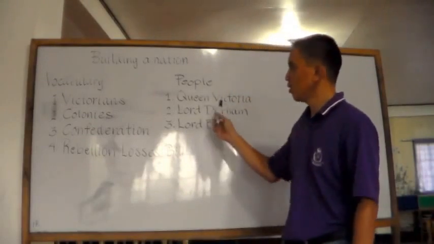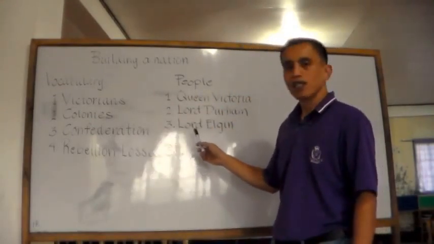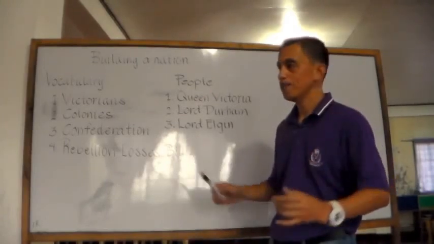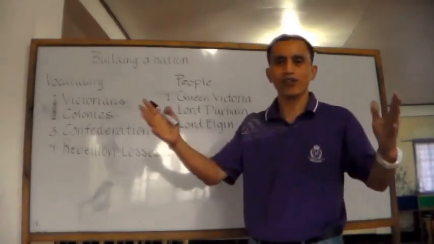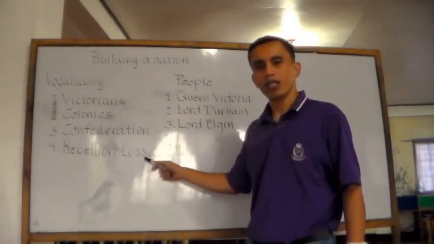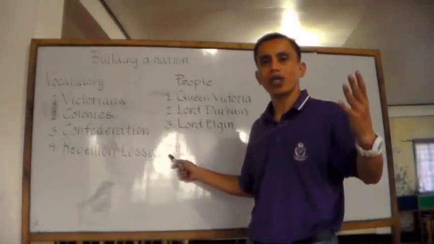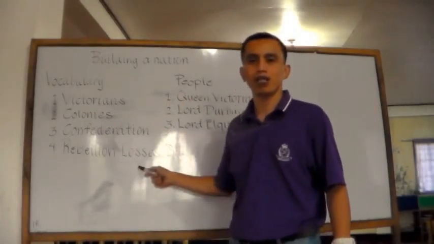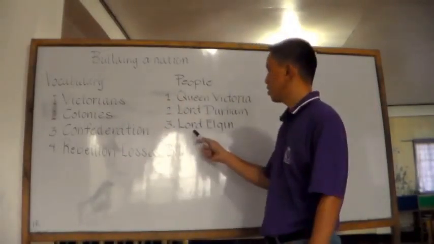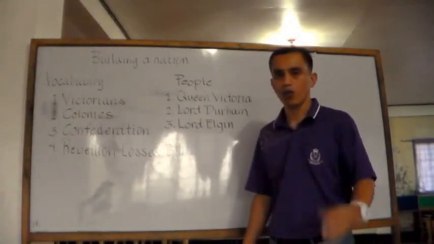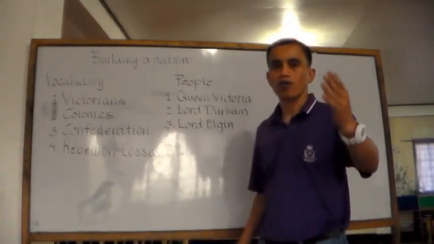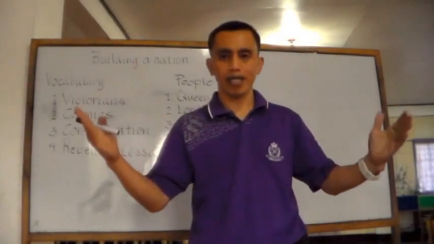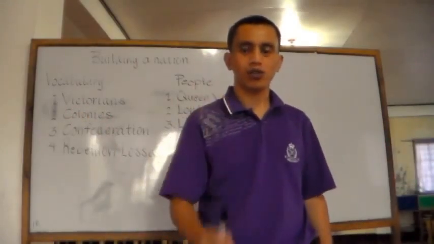And also, those who did not favor this Rebellion Losses Bill, he made them very angry. The people who were against the payment of the rebellion losses were very angry at Lord Elgin. However, this was the beginning of good governance. The beginning of a new government. It was a good government.